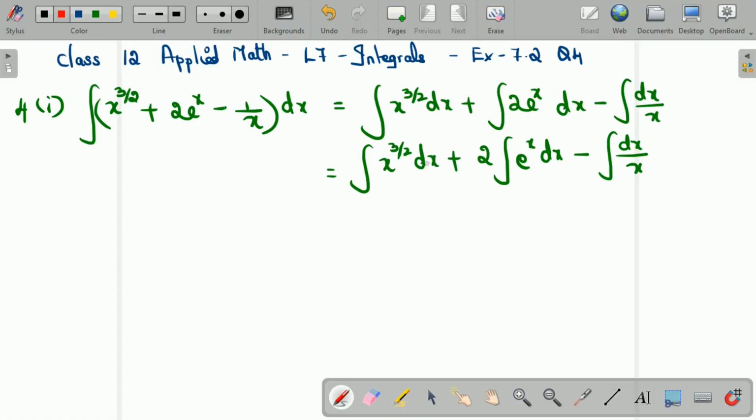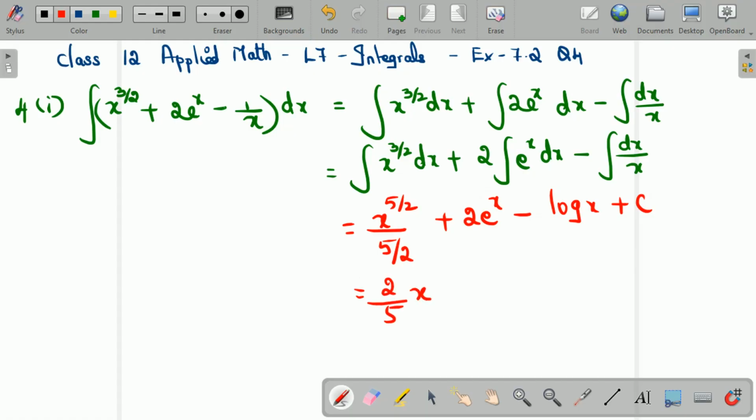Let's actually do the integration. So integral of x power n is x power n plus 1 by n plus 1. So this will be x power 5 by 2 by 5 by 2 plus 2 into integral of e power x, which is e power x, minus integral of dx by x, which is log x plus c. So now I can rearrange this as 2 by 5 x to the power 5 by 2 plus 2 e power x minus log x plus c.